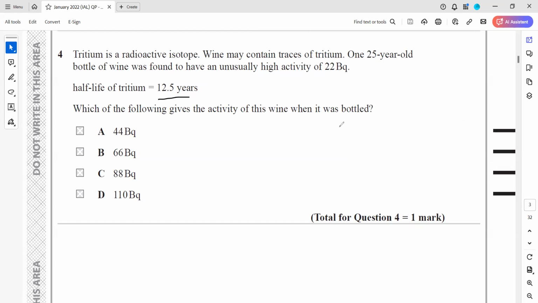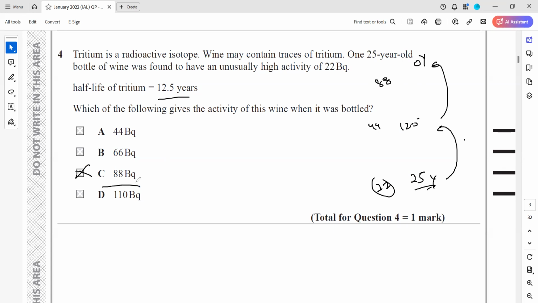There's also another way. This is a 25-year-old bottle of wine, so the half-life is 12.5 years. Right now it has an activity of 22. So 12.5 years before, because of the half-life, it would have an activity of 44 becquerel. And then before 0 years, meaning the beginning, it would have an activity of 88 becquerel. So you will get C as the right answer.